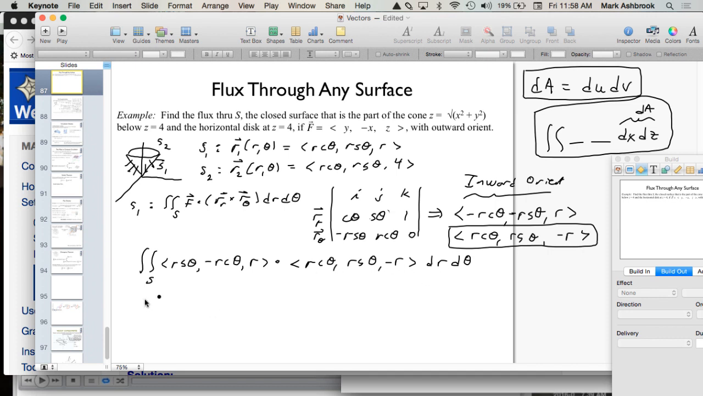So now we do the dot product, and we get r squared sine cosine minus r squared sine cosine. That's nice. Plus r squared, or minus? Minus r squared. And so then is that just minus r squared in the end? Yeah.